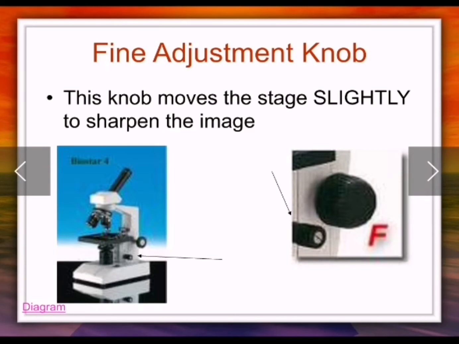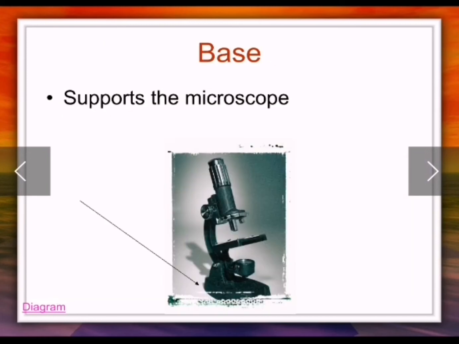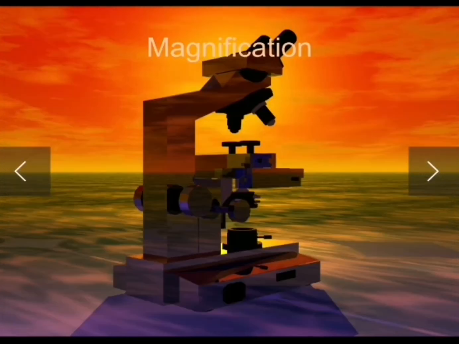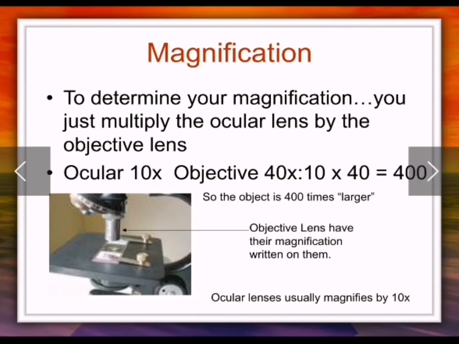Fine adjustment knob. The fine adjustment knob is this part, this small one. It moves the stage slightly to sharpen the image. Base. It supports the microscope and holds the parts of the microscope. Magnification. The magnification helps to determine the size of the specimen.